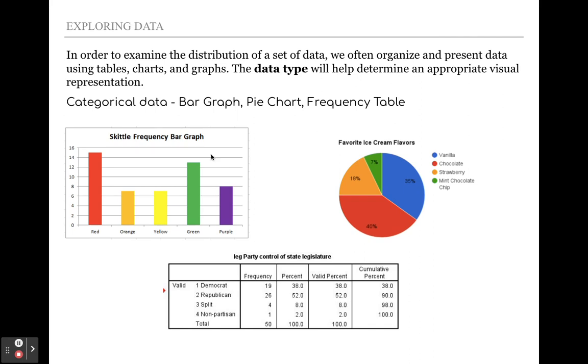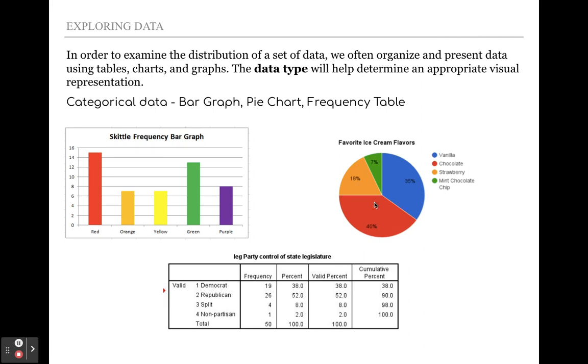So the first graph here is a bar graph of the frequency of color of Skittles. And this might be in a pack, but you'll see that there's mostly red, followed by green, then purple, and then yellow and orange are about the same. And on the y-axis here, we have the frequency, and on the x-axis here, we have the color. So this is categorical data. You have categories, and you're representing the frequency by the height of a bar.